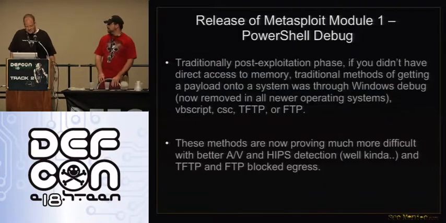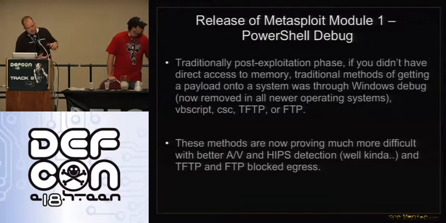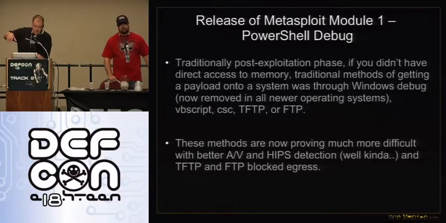So, release of Metasploit module 1. I don't know if you remember, but in Fast-Track, if you're doing SQL injection, specifically through MS SQL, or you find a weak SA account, what we're doing is taking a binary, converting it to hexadecimal, and then using the xp_cmdshell stored procedure to write that hexadecimal representation of the binary to the underlying operating system.